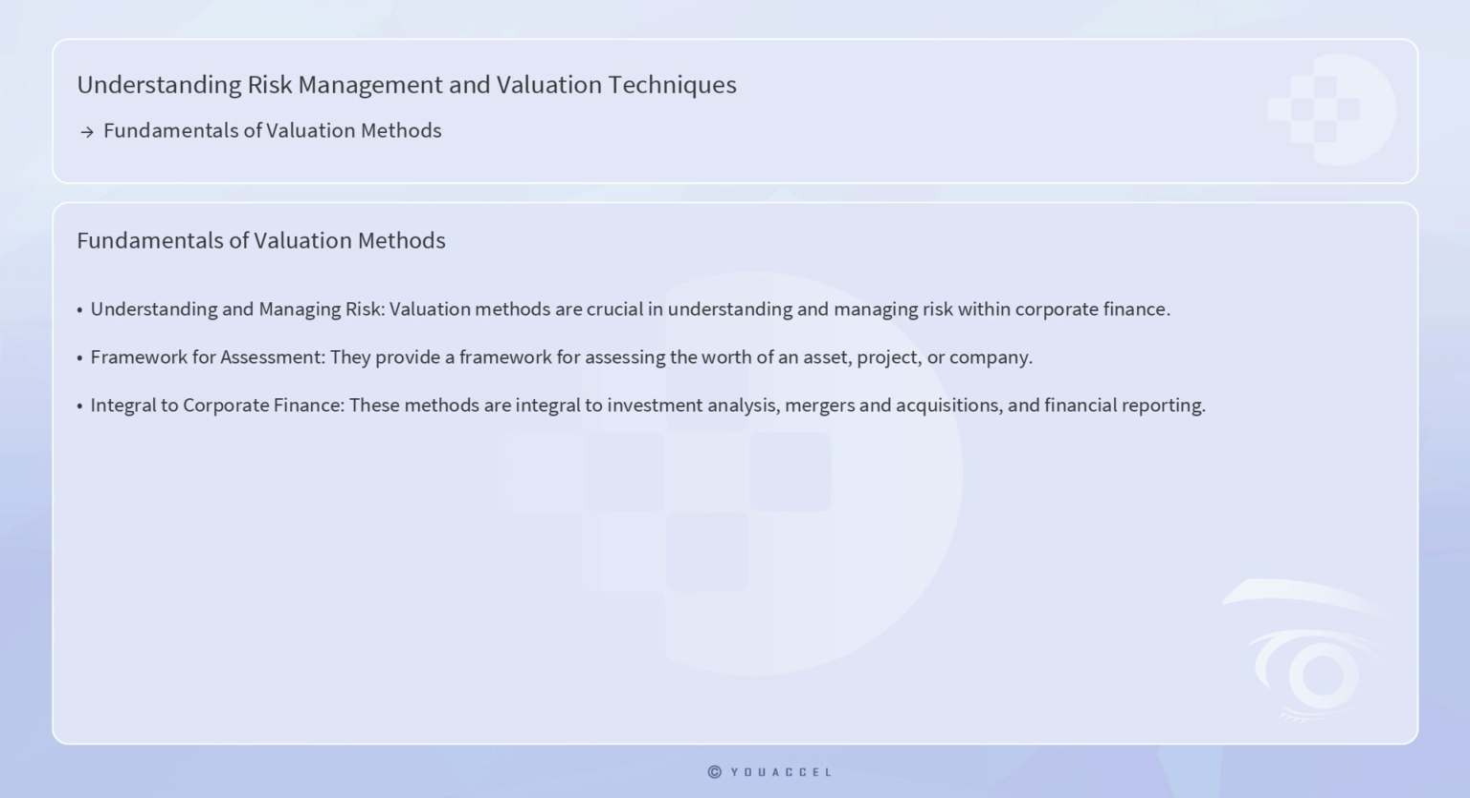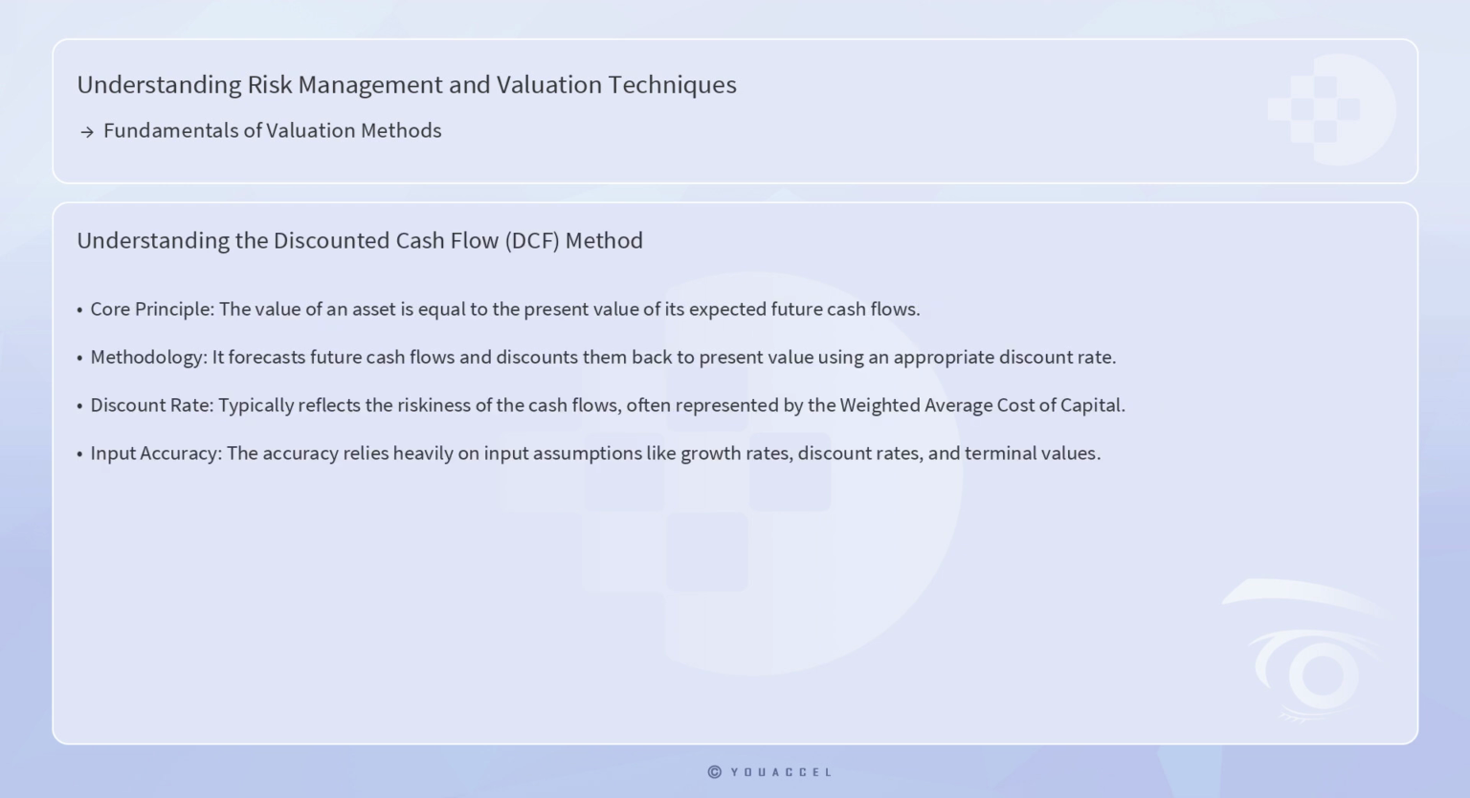The discounted cash flow method is based on the principle that the value of an asset is equal to the present value of its expected future cash flows. This method involves forecasting the future cash flows generated by the asset and discounting them back to their present value using an appropriate discount rate. The discount rate typically reflects the riskiness of the cash flows, often represented by the weighted average cost of capital.